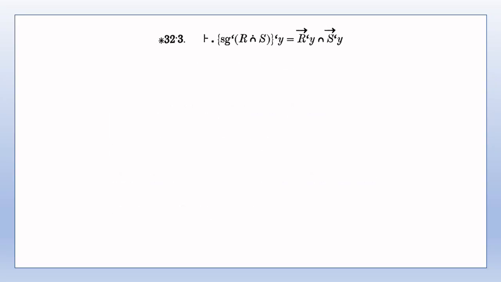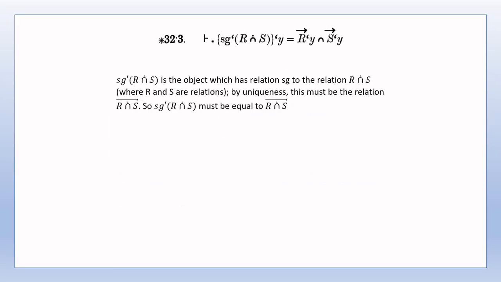Or, as a second example, 32.3: SG primed of the logical product of the relations R and S is the object which has relation SG to the relation which is the logical product of R and S. By uniqueness, this must be the relation of the logical product of R and S right arrow. So SG primed R logical product S must be equal to the logical product of R and S right arrow.